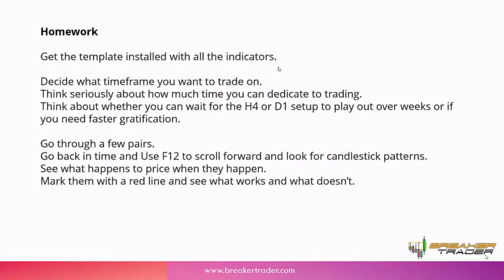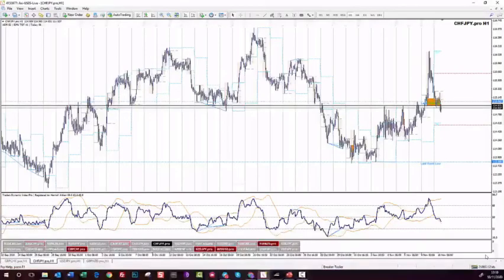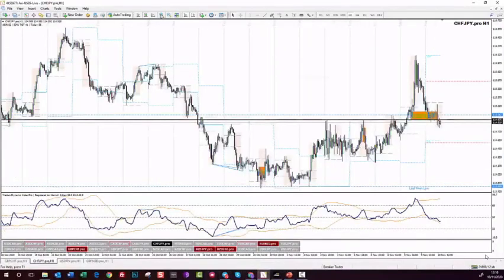I want you to go through a few pairs. Go back in time and use F12 to scroll forward and look for candlestick patterns. And I want you to see what happens to price when these candlestick patterns happen. I want you to mark them with a red line so you can see what works and what doesn't. Okay, so I'm just going to quickly cover this and show you how to do this in MT4.